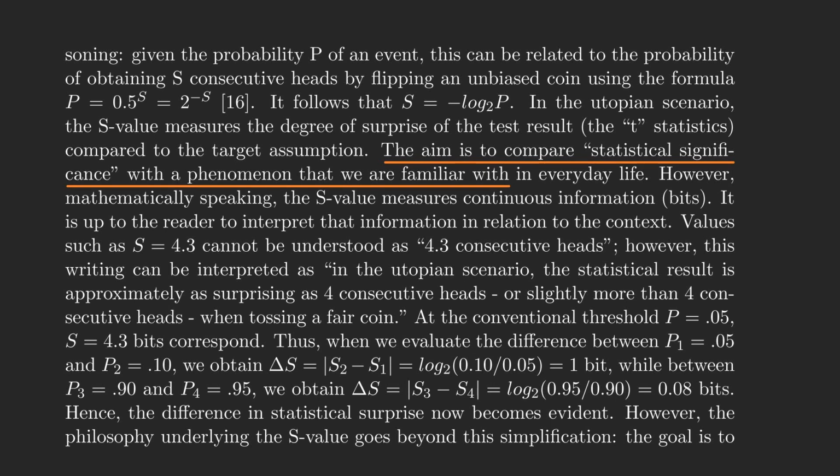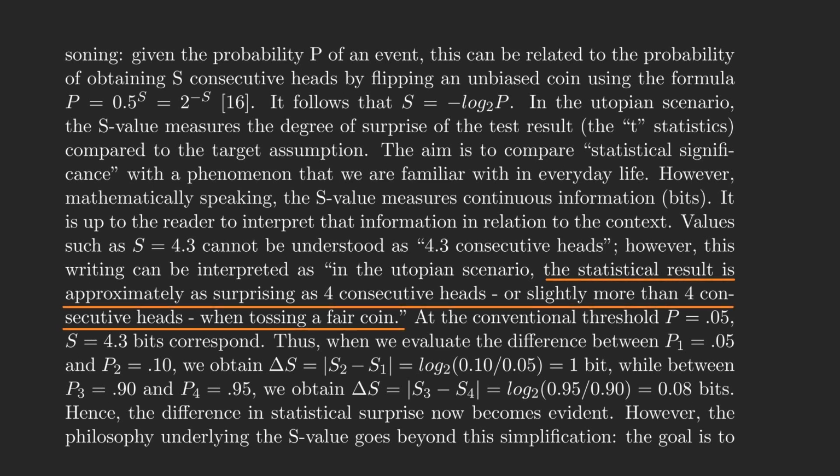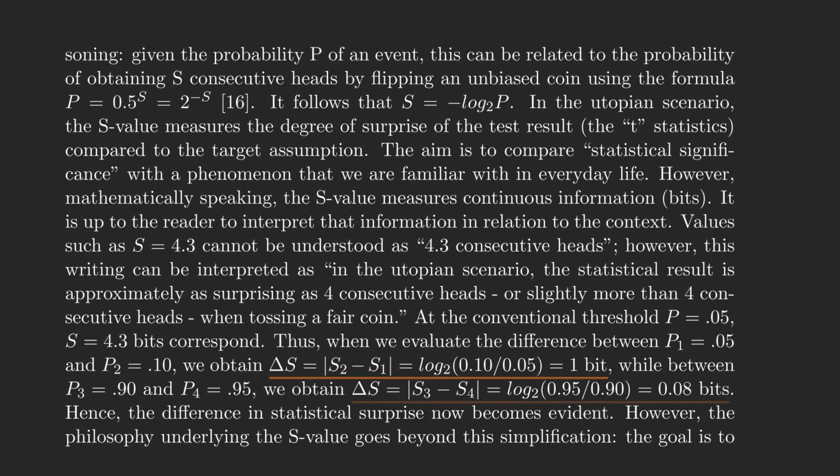The aim is to compare statistical significance with a phenomenon that we are familiar with in everyday life. However, mathematically speaking, it is fair and important to acknowledge that the S-value measures continuous information. It is up to the reader to interpret that information in relation to the context. For example, values such as S equals 4.3 cannot be understood as 4.3 consecutive heads. However, this can be interpreted as: when all the background assumptions are true, the statistical result is approximately as surprising as 4 consecutive heads or slightly more than 4 consecutive heads when tossing a fair coin. So it is now very easy to observe that the informational difference between the previous pairs is marked. Indeed, we have 1 bit in the first case and 0.08 bits in the second.